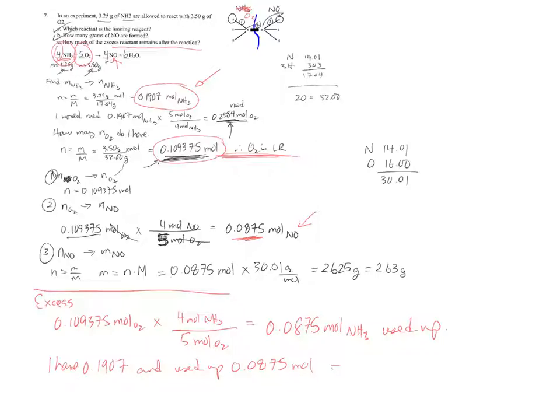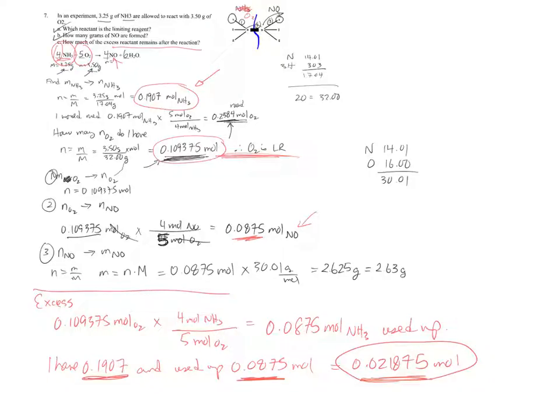So if I subtract those two, I come up with 0.021875. That's how many moles were used up. And the question just says how much of the excess. No, this isn't used up. This is how much I have left. This is how much I have. This is how much got used. So when you subtract them, this is how much is left over. So that's how many moles are left over.